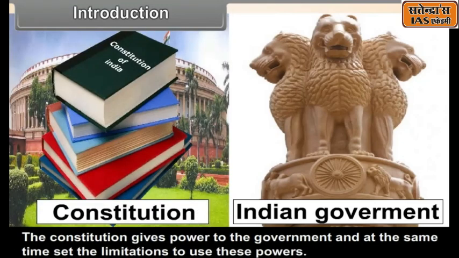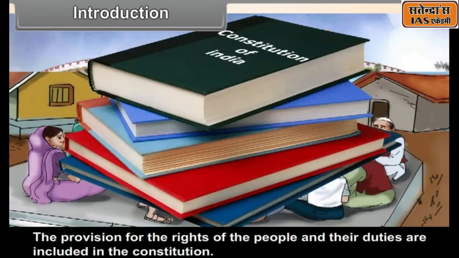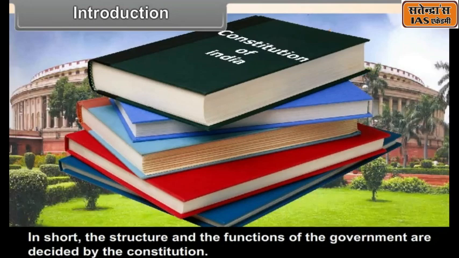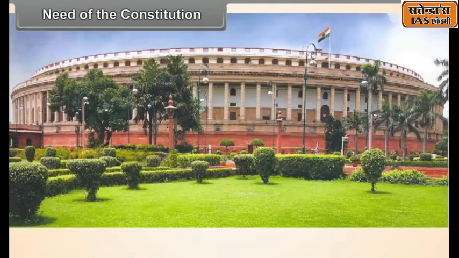The Constitution gives powers to the government and at the same time sets the limitations to use these powers. The provision for the rights of the people and the duties are included in the Constitution. In short, the structure and the functions of the government are decided by the Constitution. B. Need of the Constitution.